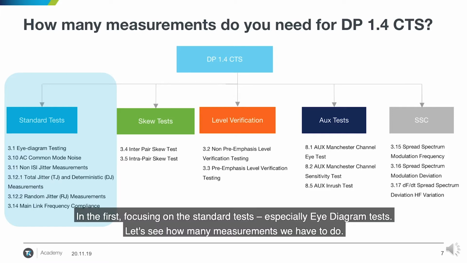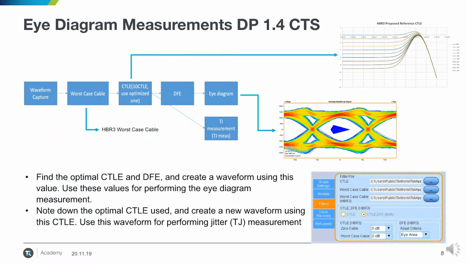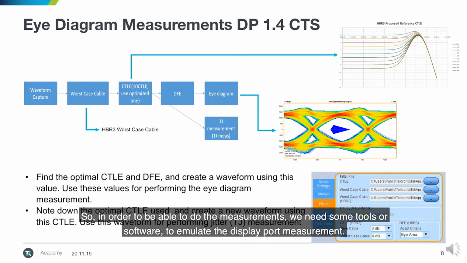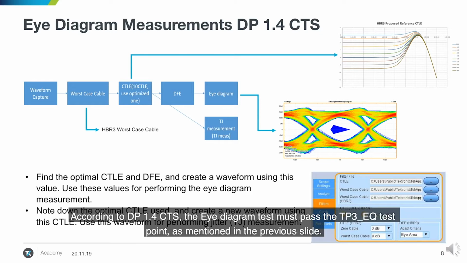We'll be focusing on standard tests, especially eye diagram testing. Let's see how many measurements we have to do. So in order to be able to do the measurements, we need some tools or software to emulate the DisplayPort measurement. According to DP 1.4 CTS, the eye diagram test must pass the TP3 EQ test point, as mentioned in the previous slide.